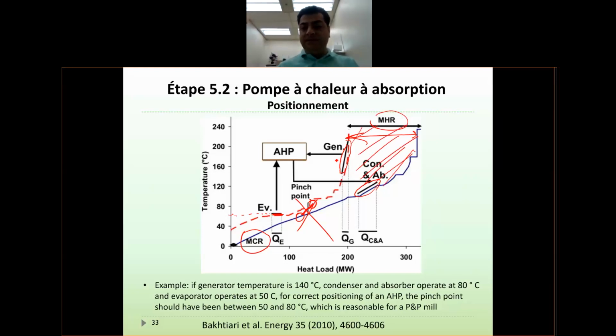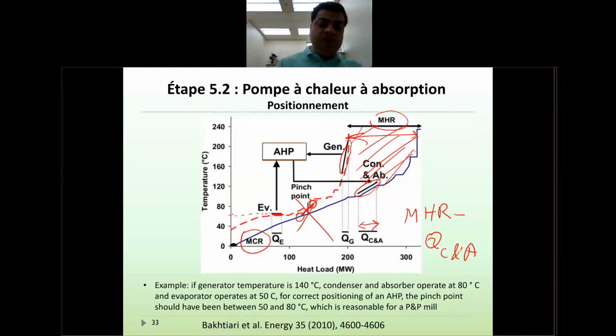But since you supply this amount of energy from the heat pump, the energy that you need is then MHR minus QC and A. In other words, the energy that you need from utility is now less just by using the heat pump.